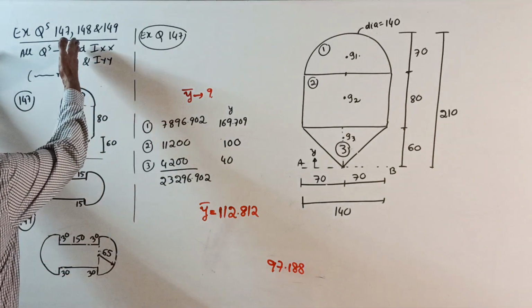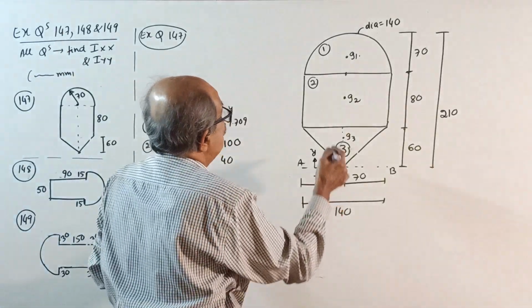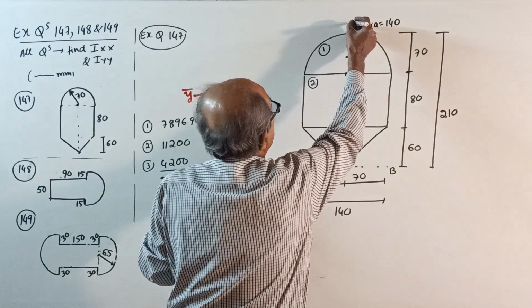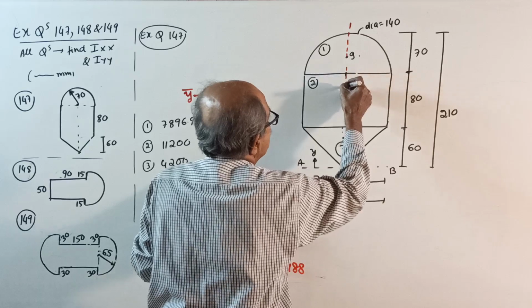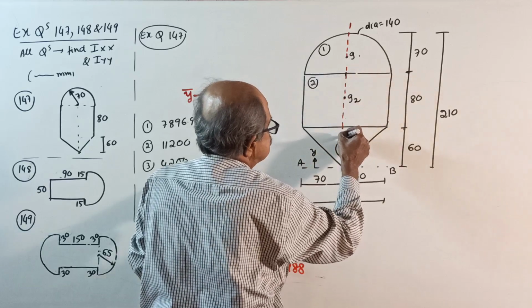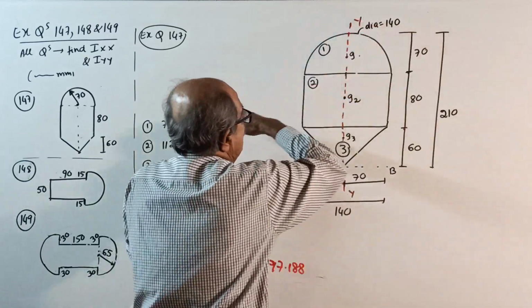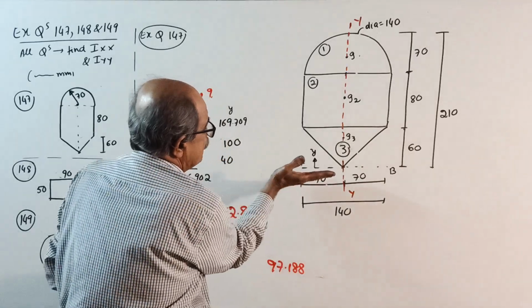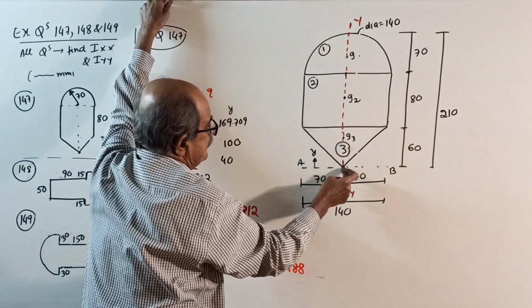See, the figure is fully symmetrical about YY. Therefore, when you divide into parts, you need not locate YY by calculation, meaning X bar is not required. Directly mark YY. But the x axis you have to locate from here. A1, Y1, A2, Y2, A3, Y3.